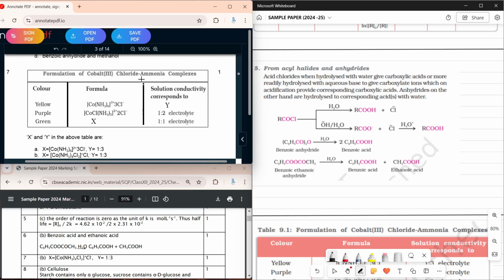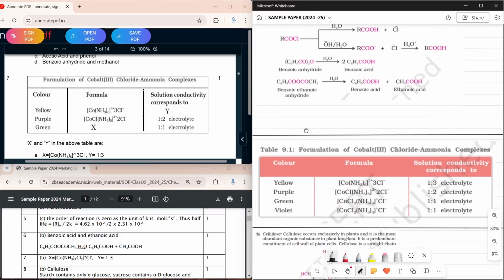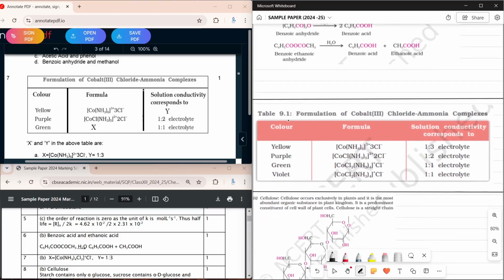Formulation of cobalt(II) chloride ammonia complexes. Actually this is from the chapter, if you notice, cobalt(II), that is from the chapter coordination compounds. I found this chapter so difficult, and I don't know why. Even in my master's, I found this chapter difficult. So basically, it's just the table that's been given to you in your textbook. So you have yellow, 1:3, so that's Y is 1:3, and X is going to be the green one. So that's [Co(H2O)(NH3)4]Cl.